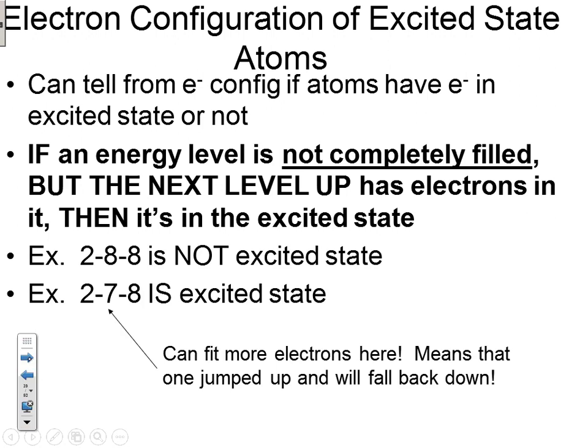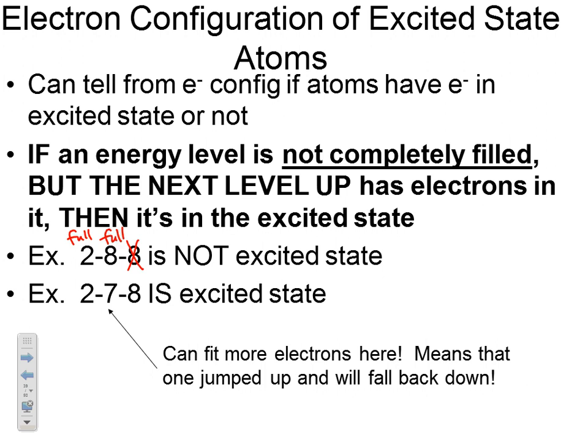So just as an example, 2-8-8, this is not an excited state configuration. The reason I know that it's not excited state is, first of all, I don't look at the last one, but I look at everything that comes before it. In the first shell, it can only fit 2 electrons, and it has 2 electrons, so that's full. The second shell can only fit 8 electrons, and it has 8 electrons, so that is also full. So this is not an excited state. This is a ground state configuration.